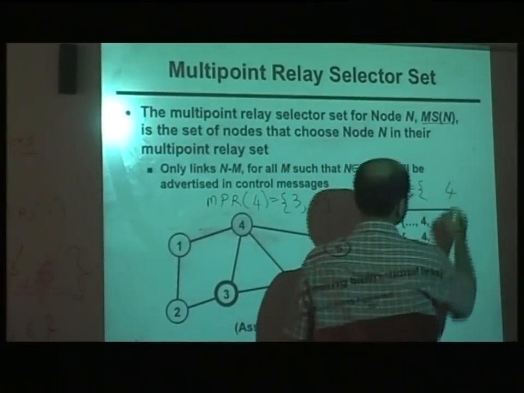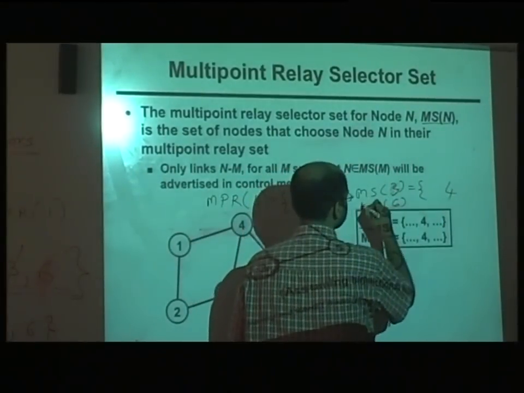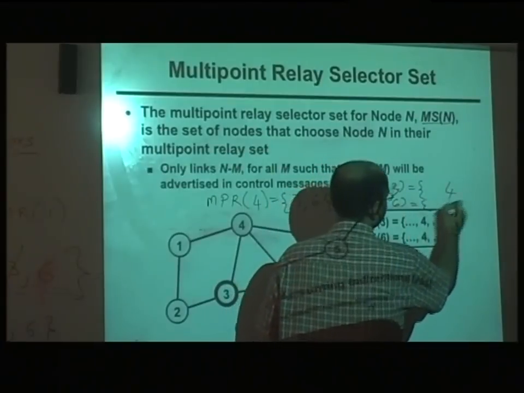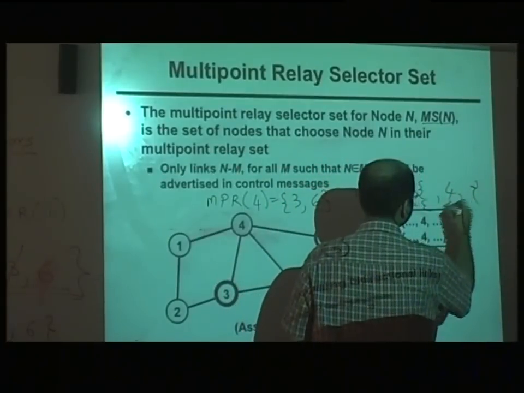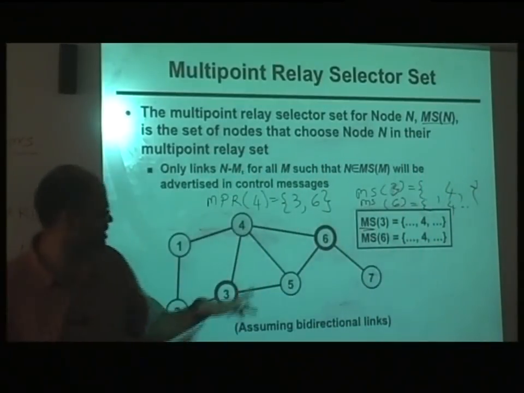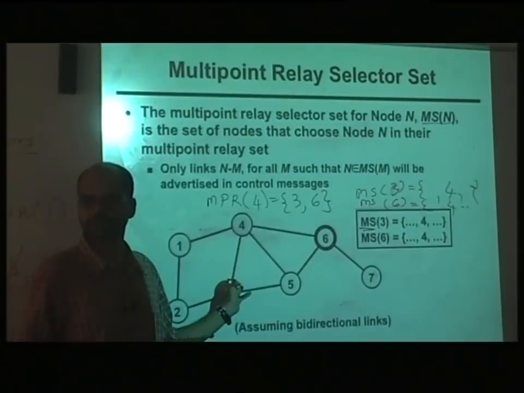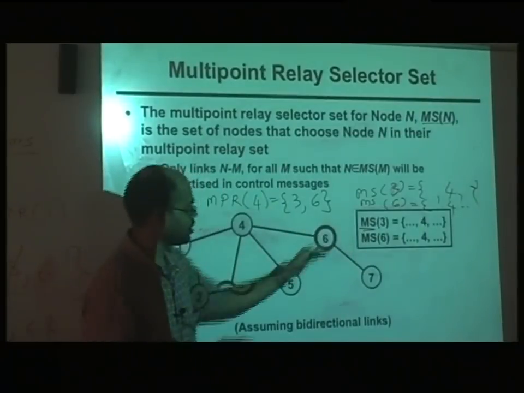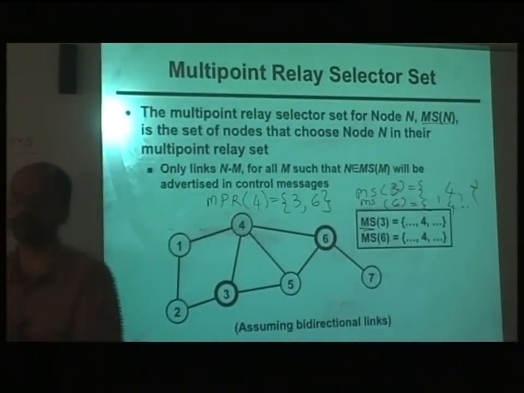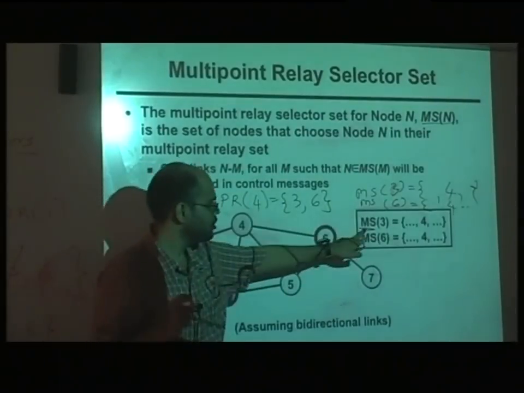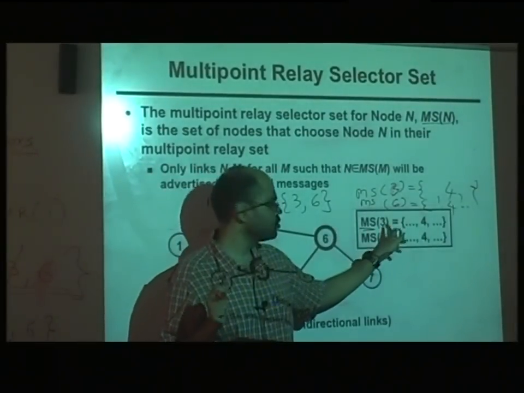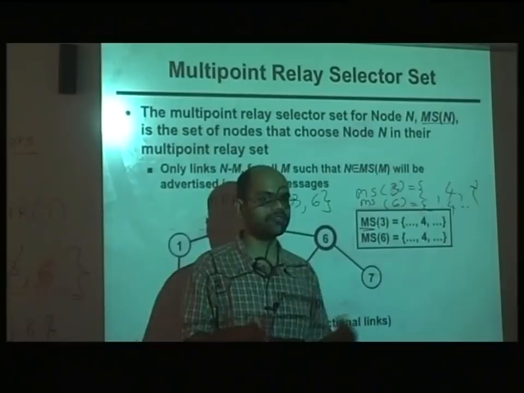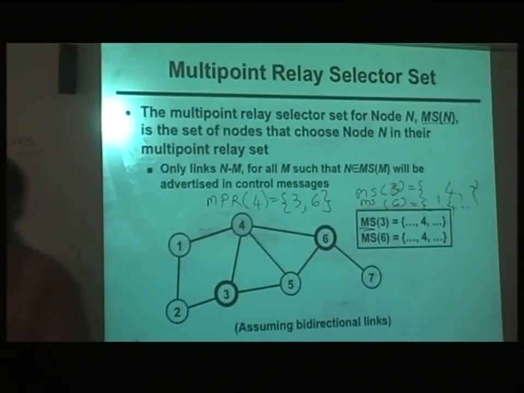Right. Similarly, MS of 6 will also have 4 in it. Right? And many more nodes can select 3 as their MPR. Right? But so this is MS. So now we are looking from the other side of the coin. Right? So this is all the nodes. So you just find out MS of 3. Which are the nodes 3 is going to represent? Which are the nodes 6 is going to represent? Right?